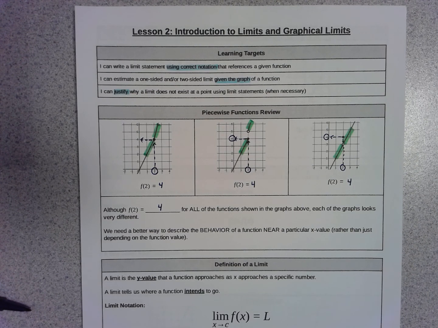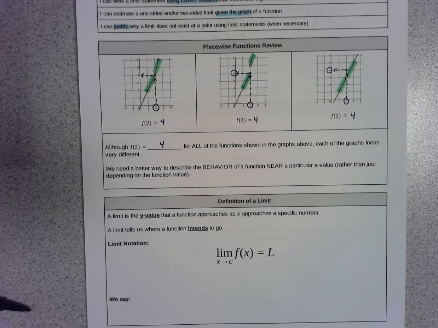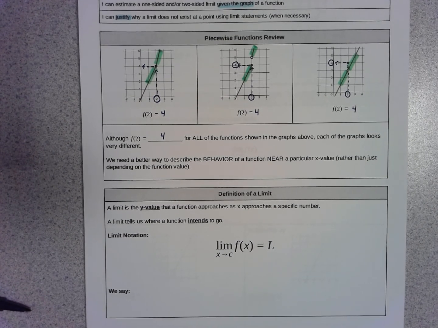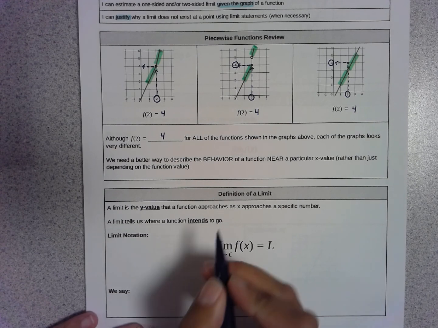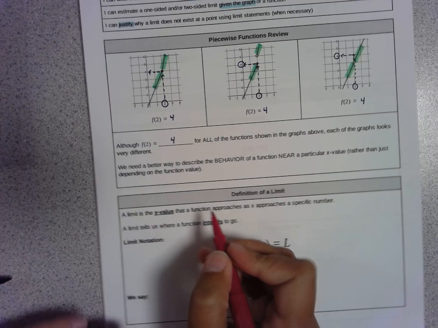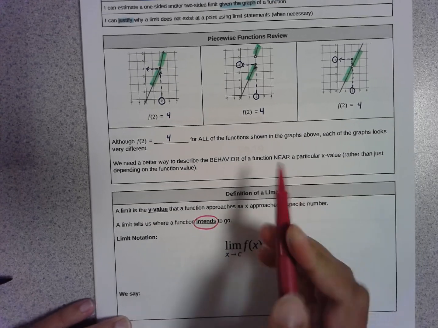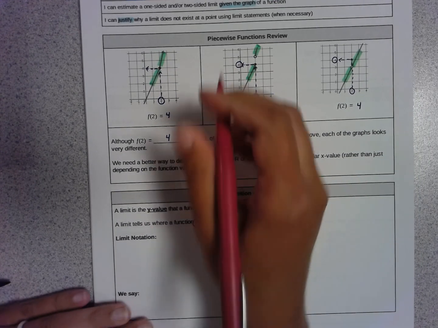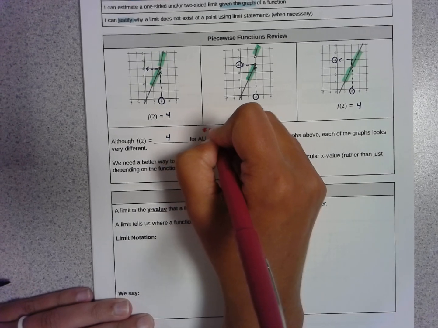So what we're going to learn today is that we need a better way to describe the behavior of a function near a particular x value. And the way we do that mathematically is we use something called a limit. So let's go ahead and define a limit. A limit is a y value that a function approaches as x approaches a specific number. And this is the really important part. A limit tells us where the function intends to go. Now, up here we said function values are always focused on the closed circle.